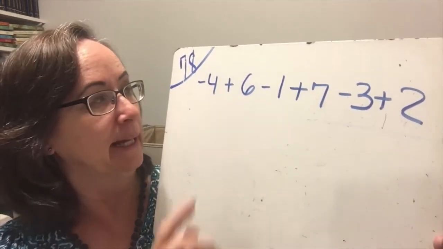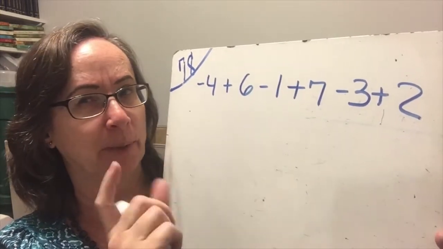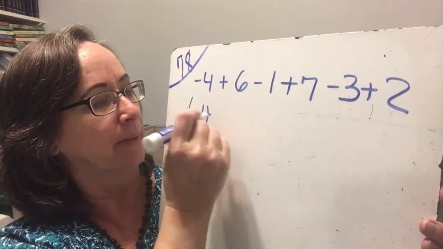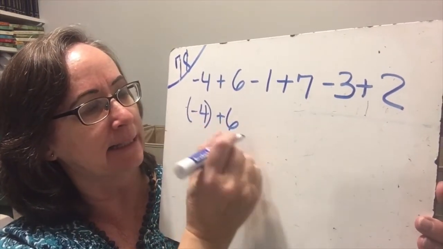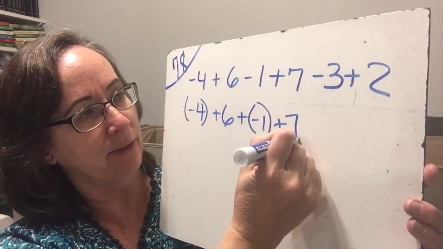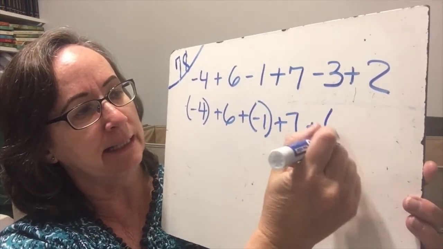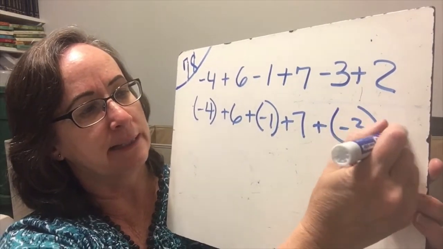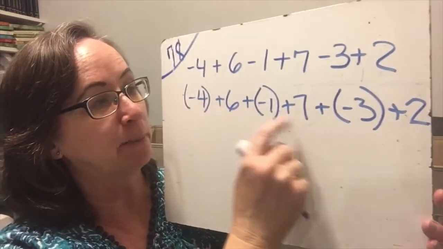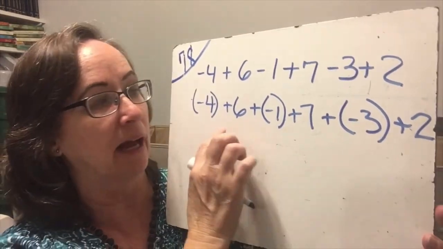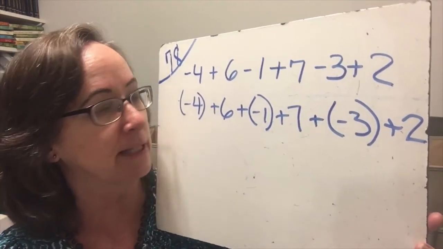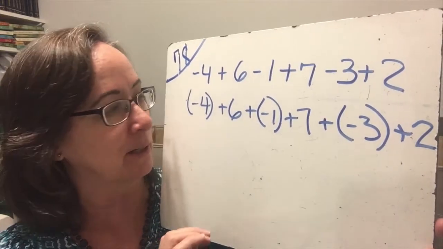Okay, our first step is to take everything that's a negative and put it in parentheses and stick a plus sign in front. So we've got the -4 plus the 6 plus a -1 plus the 7 plus a -3 plus the 2. I'm doing it a little bit differently than your book does. Your book is putting every number in a parenthesis, and I'm only putting the negative numbers in the parenthesis. They're both fine methods. They both give you the same answer.